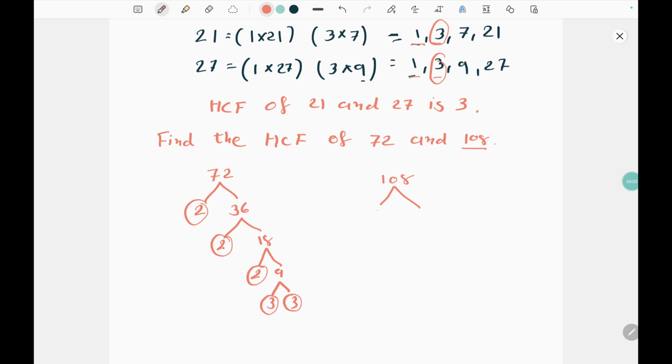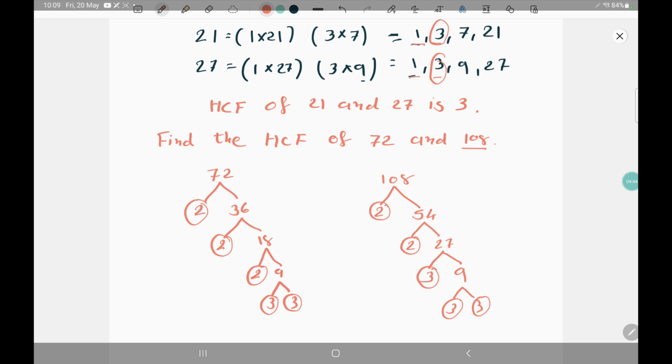So 2 times 54, 2 is a prime factor, so I just circle it and I will factorize 54, which is 2 times 27, and 2 is a prime factor, so I just circle it. Okay, 27 is 3 times 9, so 3 is a prime factor, so I circle it. And the prime factors of 9 are 3 times 3. So these are all the prime factors.